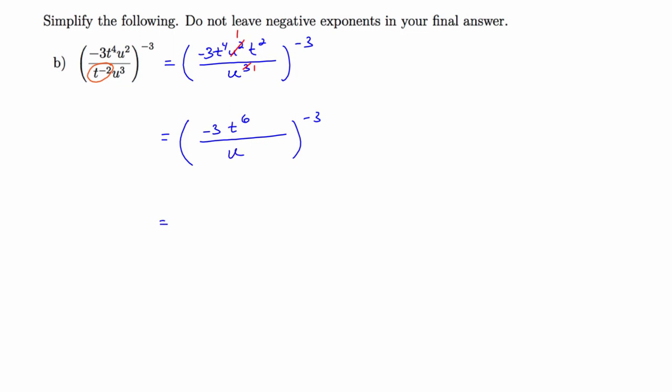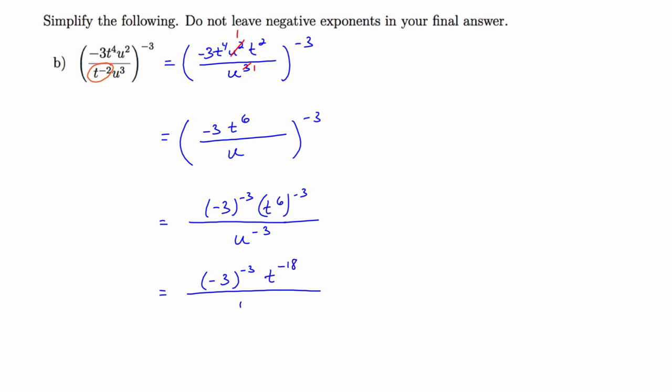Now that we have simplified inside parentheses, we're now going to deal with the exponent that's outside. We will apply that outer exponent across the numerator and across the denominator. We'll have negative 3 to the negative third power, t to the 6 to the negative third power, and u to the negative third power. Well, I would be inclined to first simplify that t to the 6 to the negative third before I try to do anything else. So I'll keep negative 3 to the negative third in the numerator. T to the 6 to the negative third becomes t to the negative 18, and that leaves us with u to the negative 3 in the denominator.